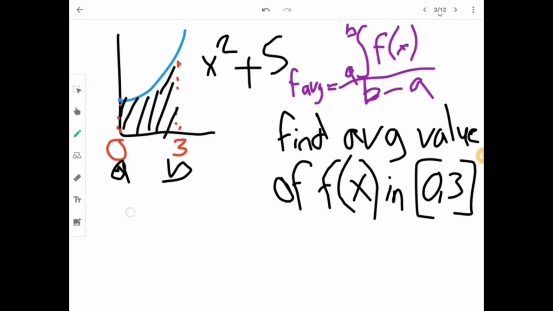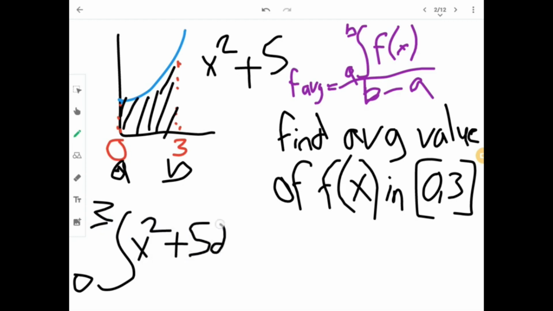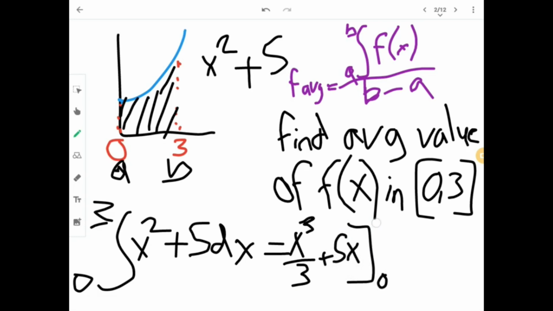If we were to do this mathematically, it's the integral from 0 to 3 of x squared plus 5. You can just enter that on your calculator, or you can solve it mentally. It will be x cubed over 3 plus 5x, evaluated from 0 to 3. So the answer becomes 9 plus 15, which is 24. So 24, that's the area.